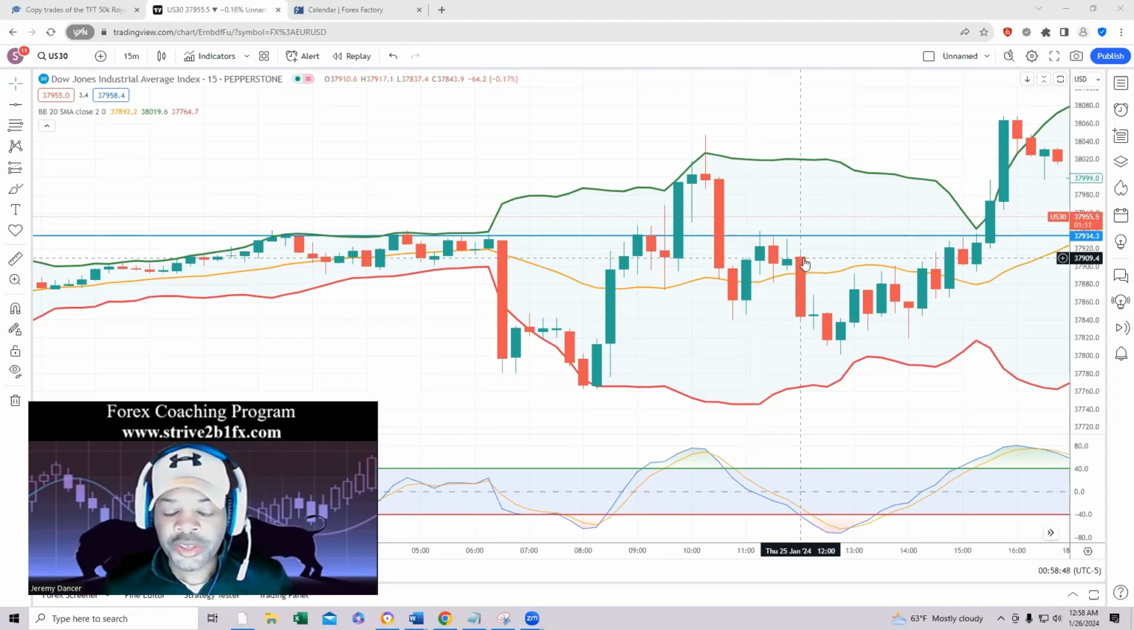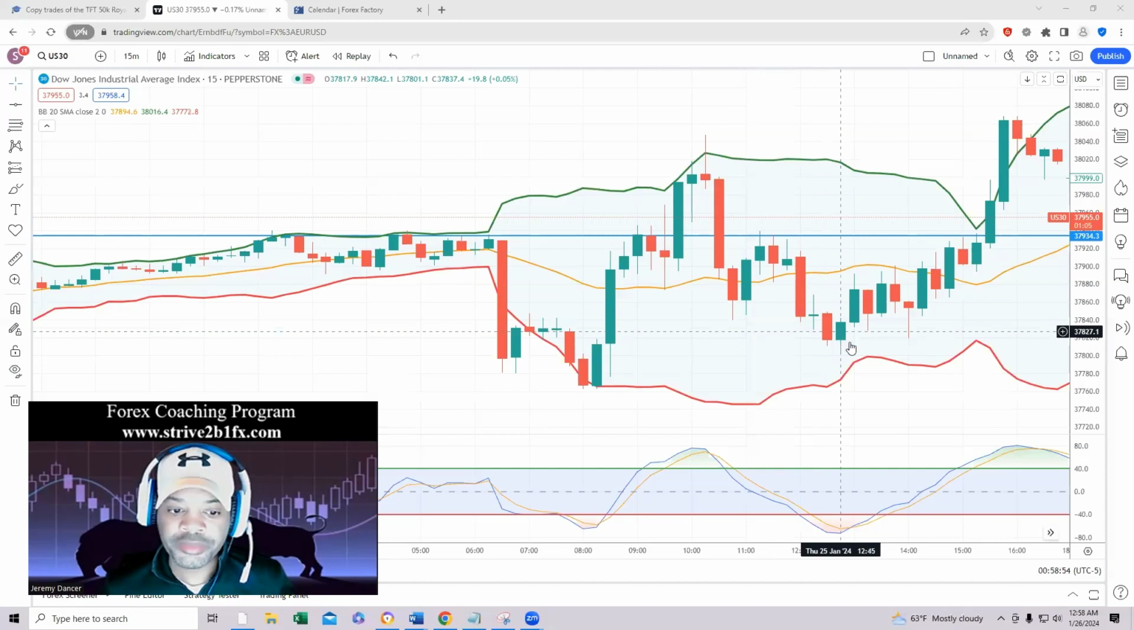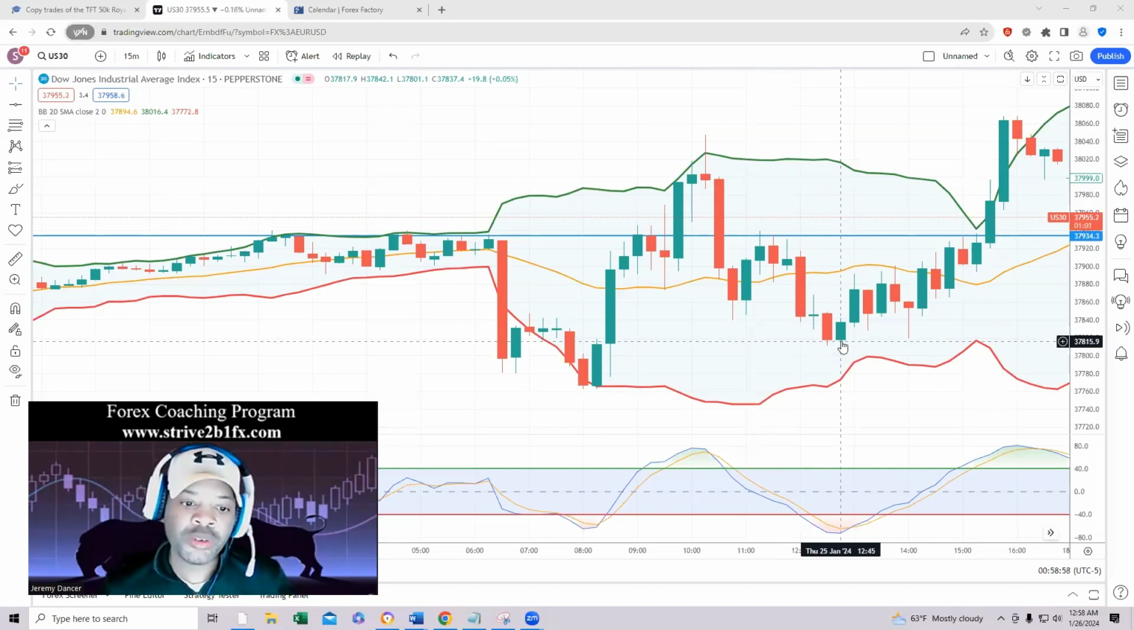So I still think 12 is too early to place a trade. So I'm going to watch it from 12 to 1. And then I'm going to look to place a trade around 12:45, 1 p.m.